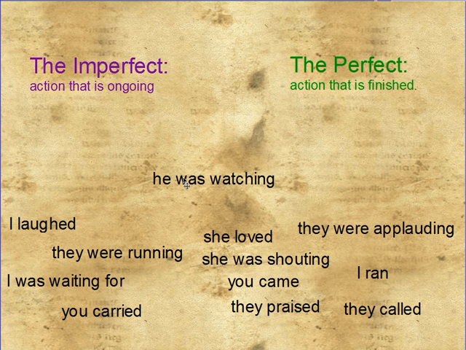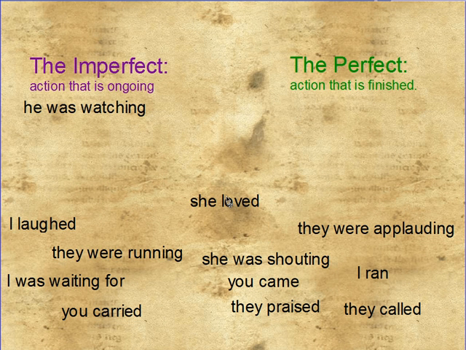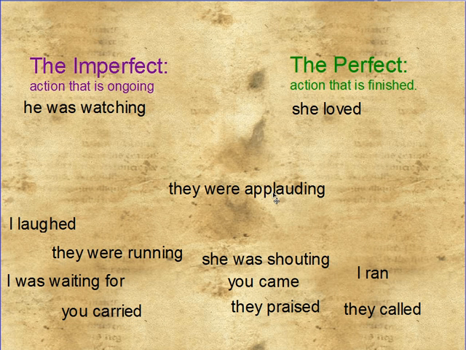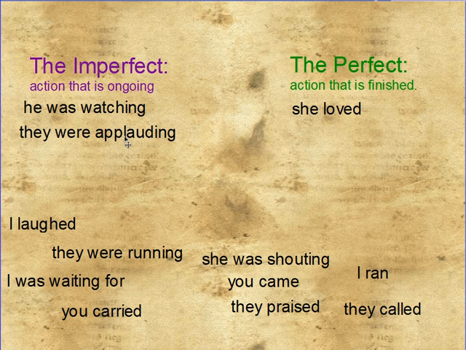Starting out with he was watching, I see right away that this is a 2-word verb, and my second word ends in ing. That indicates to me that this verb is in the imperfect. He was watching. She loved is a 1-word verb, loved, and it ends in ed, so I can be quite assured that this is in the perfect tense. They were applauding, 2-word verb, imperfect. I laughed, 1-word verb, perfect, and again I see that ed that helps me be doubly sure. I ran, perfect. They called, perfect.